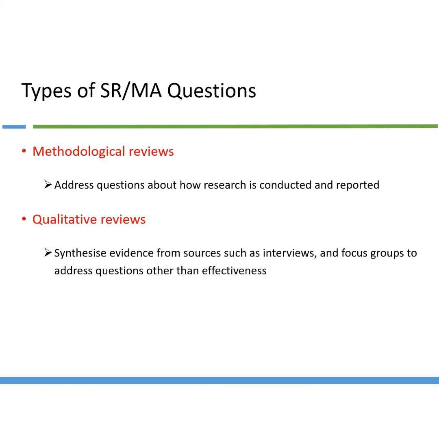We can do a methodological review to assess questions about the research. Let's say I want to do a systematic review on the quality of the reporting in RCTs, specifically on the randomization process. For example, how confounders were adjusted for in observational studies on a certain question. So it can be a review where the benefit is just methodological. It could be a qualitative review, synthesizing evidence from interviews and focus groups, and addressing questions other than effectiveness.